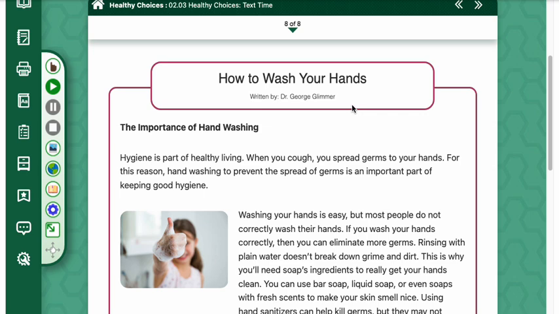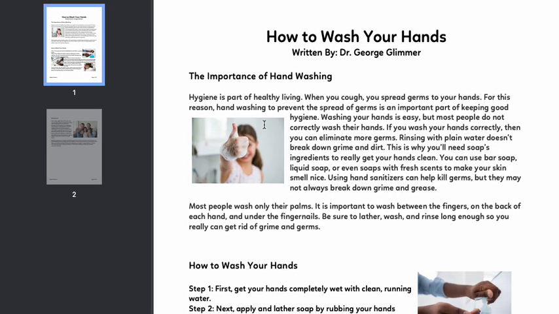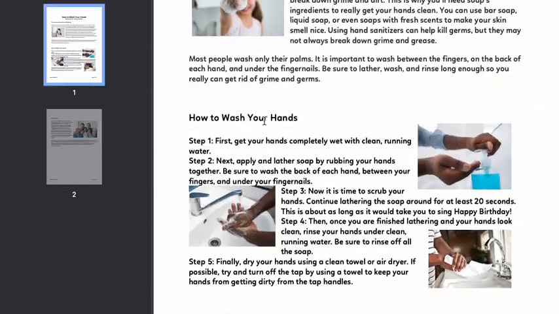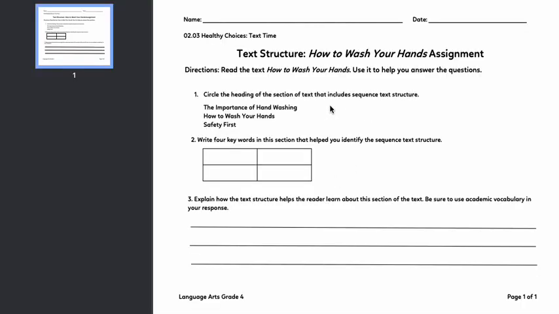And it says, hey, we're looking at the text called How to Wash Your Hands. So let's look right here, How to Wash Your Hands. So you're going to read the story, How to Wash Your Hands. After you read How to Wash Your Hands, you are going to circle some of the different text features like the heading, but then it's really specific about it. That includes the sequence text structure. So right here, importance of washing, how to wash your hands, or safety first. So which one of these followed a sequence text structure when you read it?